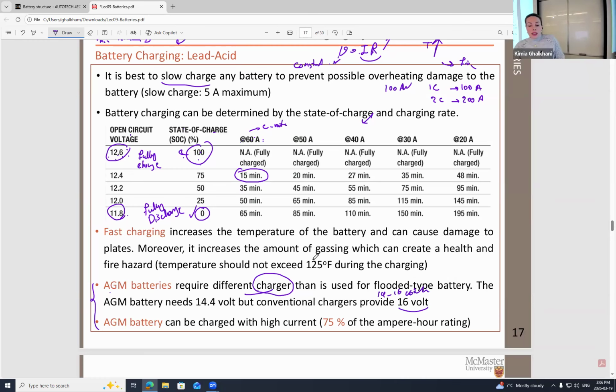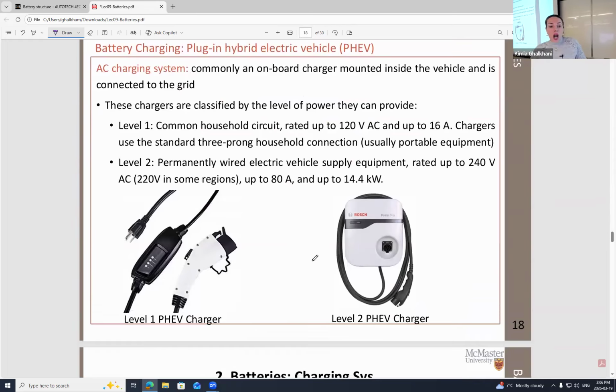Another important thing that I'm going to introduce for today is the charging stations. Which kind of charging stations do we have? Any idea? Any idea about the charging?